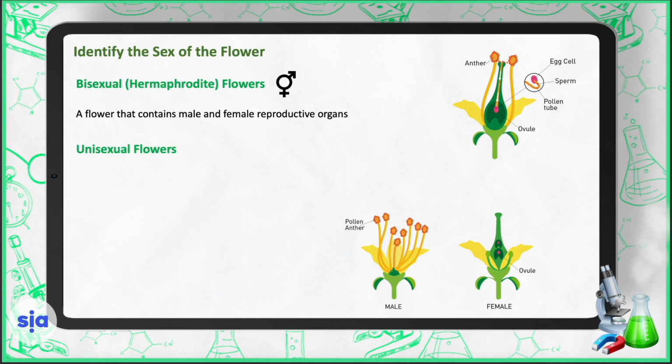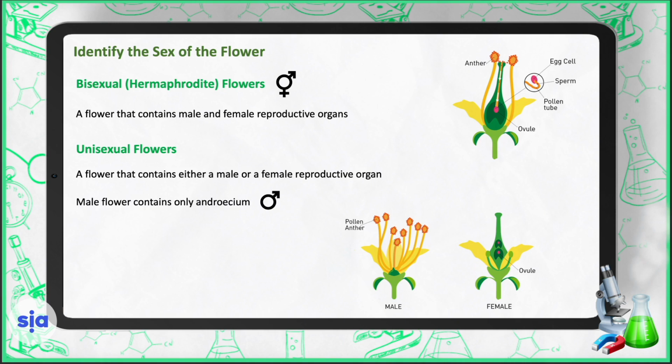Unisexual flowers. These flowers are either males or females. So this means that they contain either a male or a female reproductive organ. The male flower containing only androecium is given the male symbol, and the female flower containing gynoecium is given this female symbol.